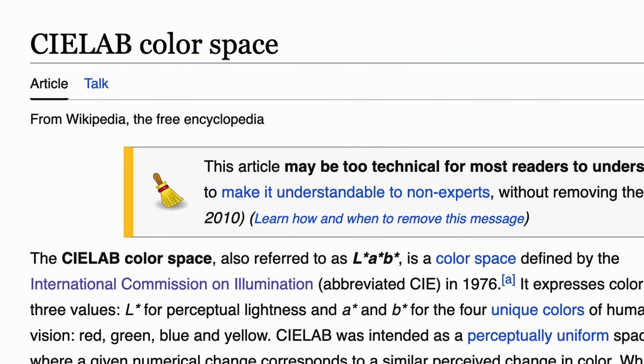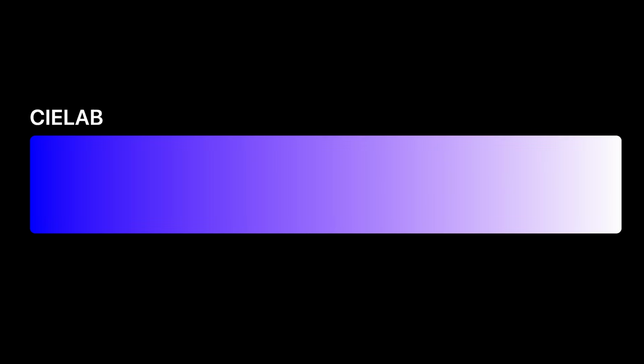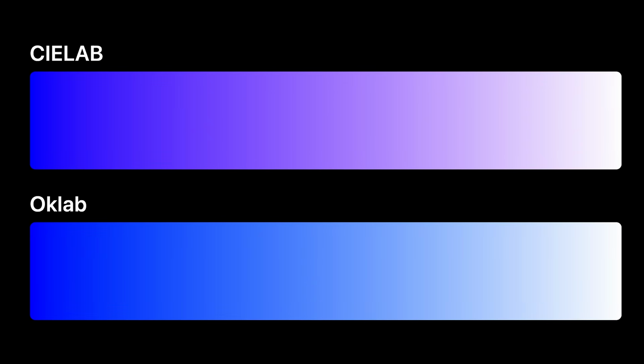In 1976, researchers created the CIE Lab color space. It's designed to solve the brightness problem by being perceptually uniform. However, it has a major flaw when interpolating colors for gradients. The gradient from blue to white contains the color purple. So in 2020, Björn Ottosson developed the OK Lab color space.